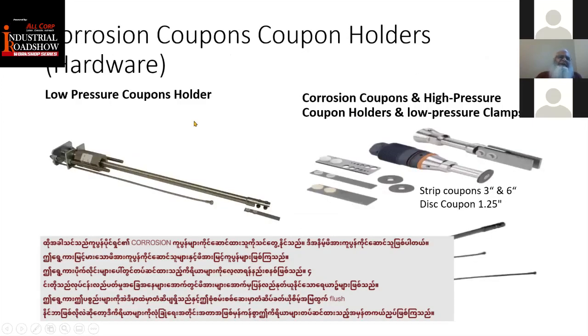Then you can see the corrosion coupon holders. This is a low pressure coupon holder, and these are the high pressure coupon holders and the high pressure coupons. These are the actual devices which are installed right on the pipelines or the vessels, and they can be retracted under pressure, under the actual operating conditions.